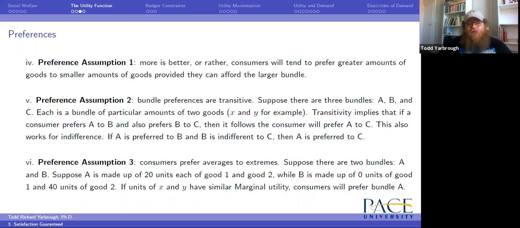The last assumption is that consumers prefer averages to extremes. So let's say you consume X and Y, and you have a bundle which has a lot of X and almost none of Y, or you have a bundle which has a medium amount of X and a medium amount of Y. What we're going to say is that you tend to prefer the bundle that has a medium amount of both, right? That we tend to not prefer extremes. Obviously, this is also wrapped up in the notion of diminishing marginal returns. And so if I have a lot of X and almost no Y, I'm going to generally wish that I had more Y and a little bit less X.